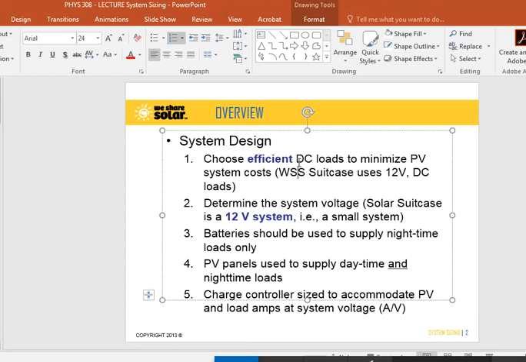And lastly, we're going to be considering what kind of charge controller we need, and we'll basically decide based on how many load amps we'll need for our given system voltage.